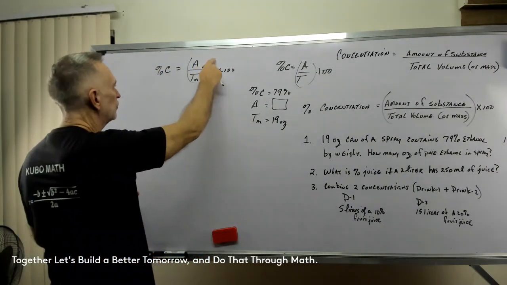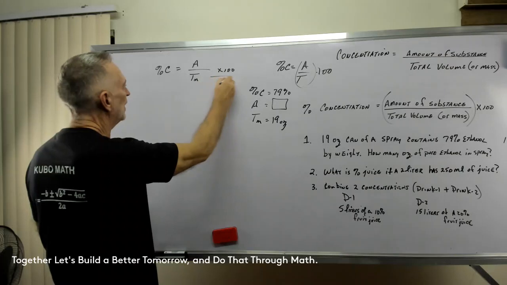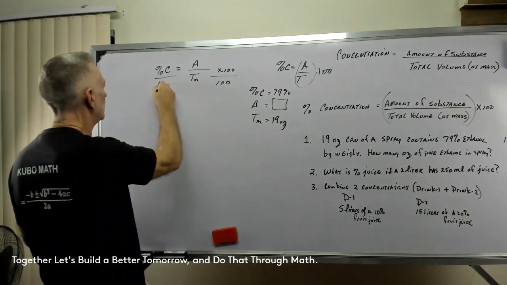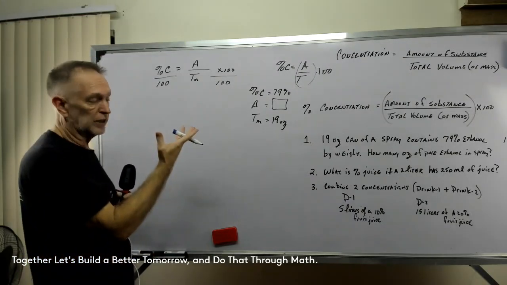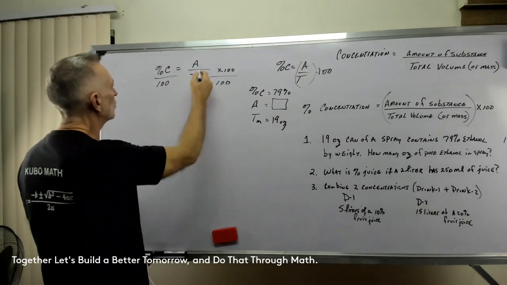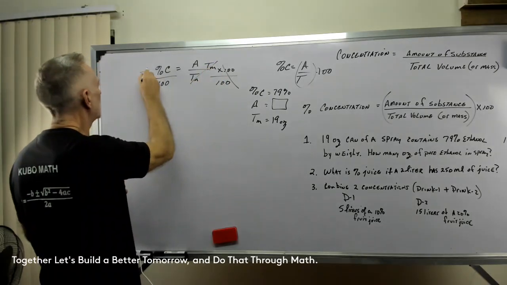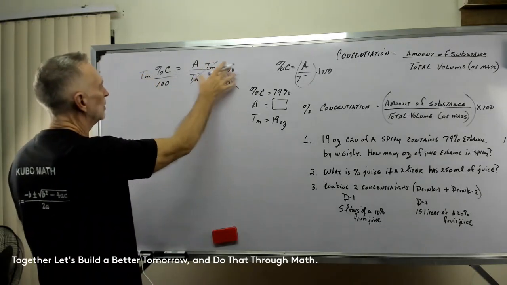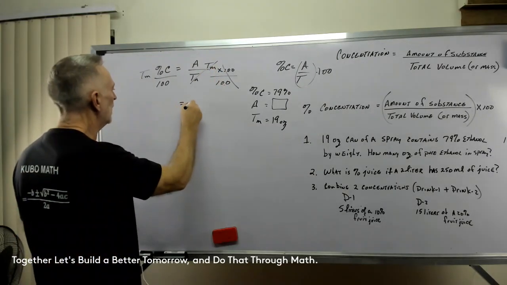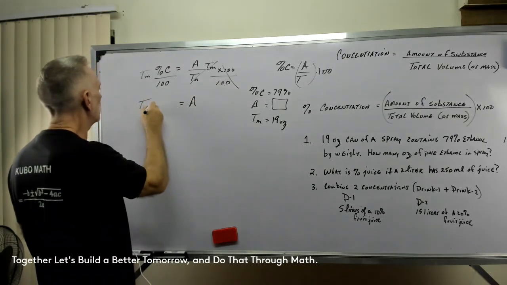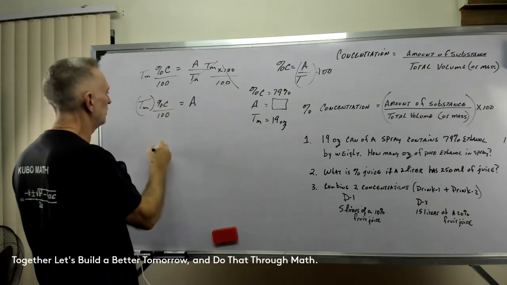So we need to take this formula and solve it for A. So if we divide both sides by 100, we can change the percent to a different number. Let's change it to a decimal. And then if we multiply both sides by the total mass, the 100's now gone, the T sub M, the total mass is gone. Now we just have the amount equals the total mass times the percent concentration divided by 100.